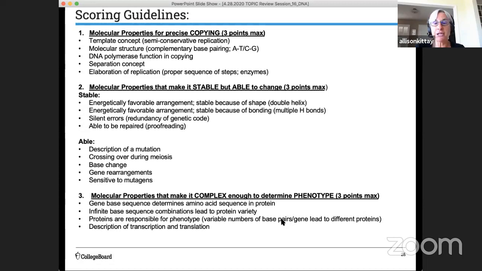The second part, you need to cover both stable and able. So what makes DNA stable, or the genetic material stable? Its shape. It's got a double helix.